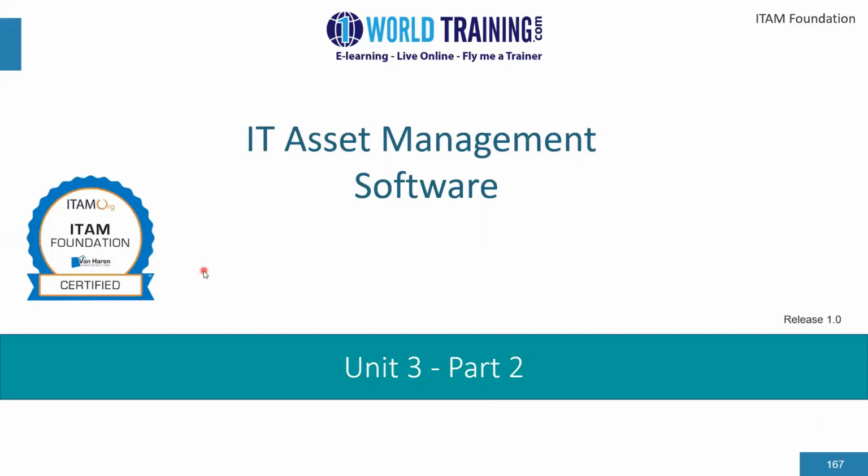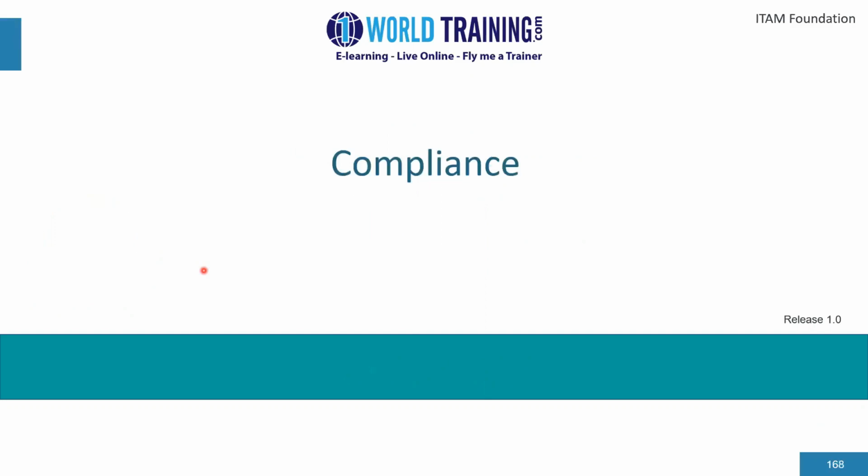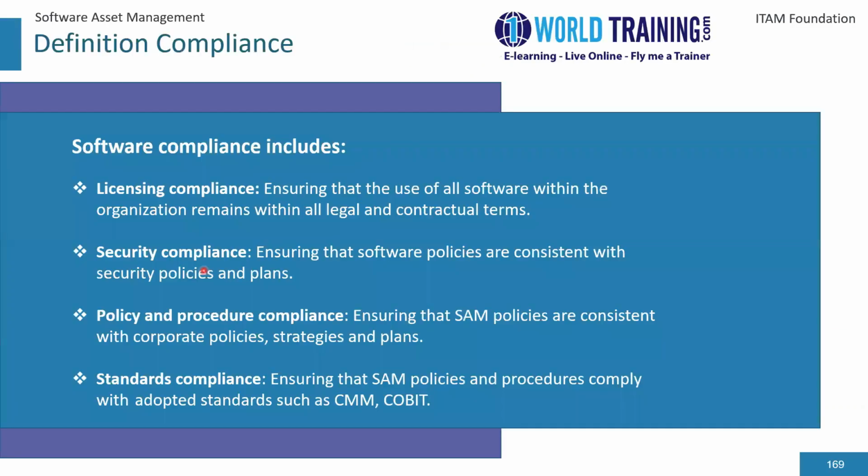We are now in part 2 of Unit 3 of Software Asset Management. This part deals with compliance. Software compliance includes licensing compliance, security compliance, policy and procedure compliance, and standards compliance.